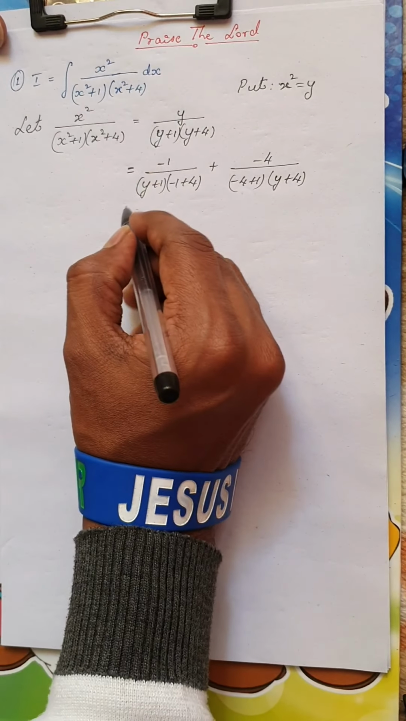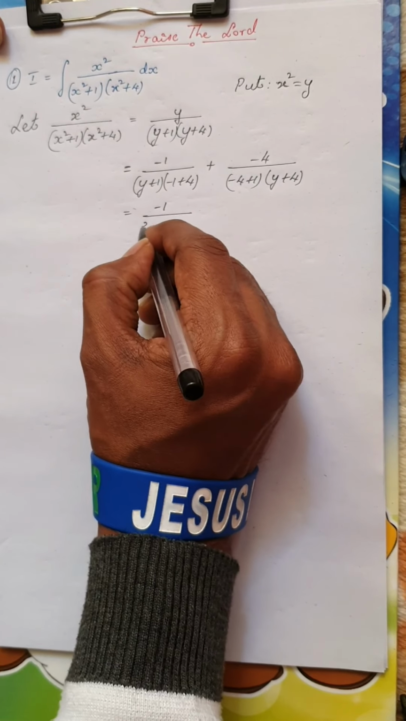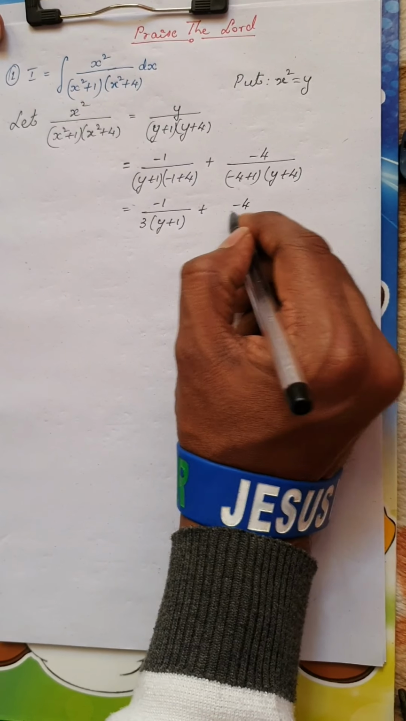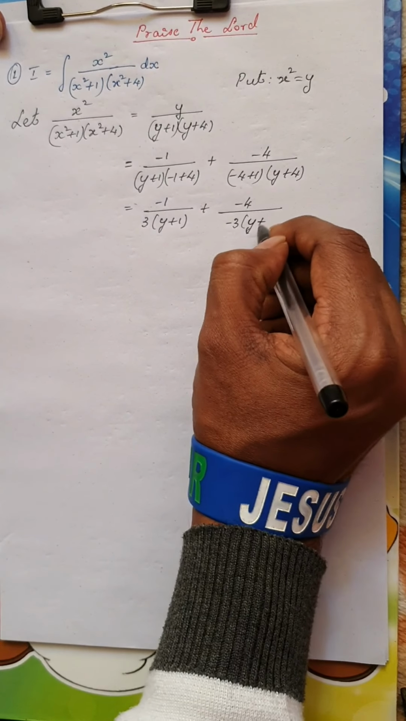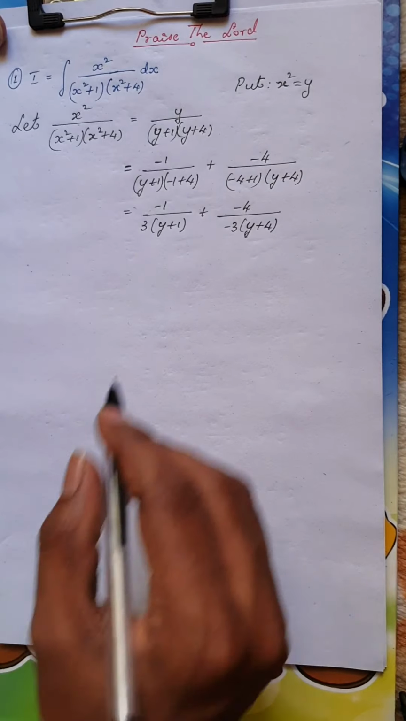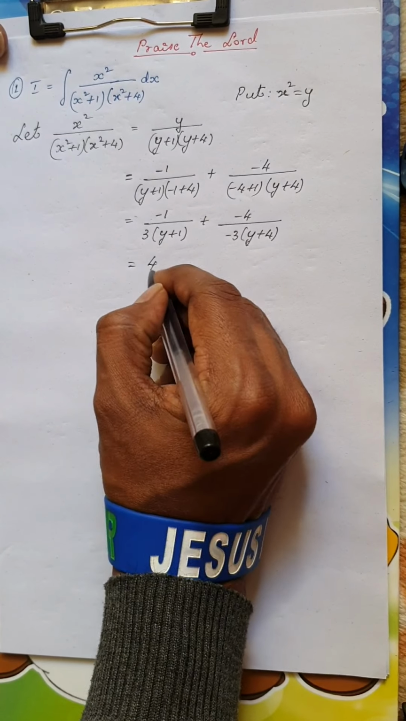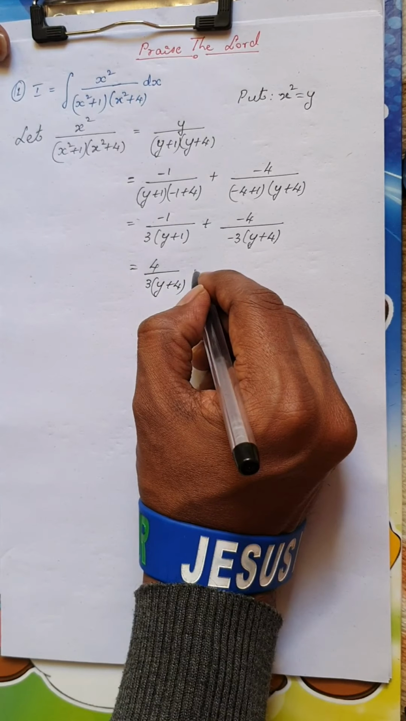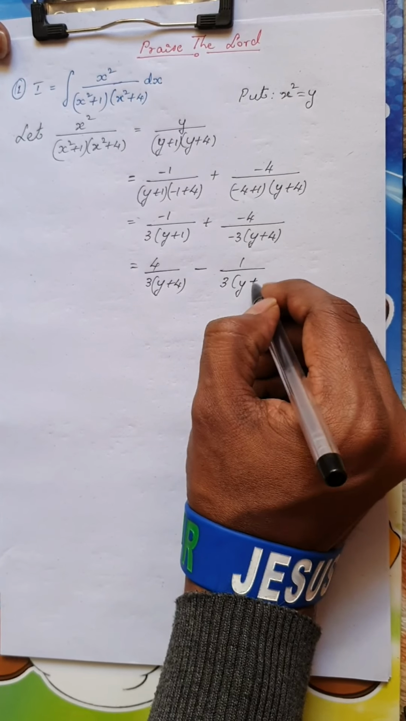Now, look here. This is minus 1 divided by, what is 4 minus 1? It is 3. So, it is minus 1 divided by 3 into y plus 1. Now, remember, it is plus minus 4 divided by, this is minus 4 plus 1, which is actually minus 3, into y plus 4. Is it clear? Now minus and minus get cancelled. I will write 4 divided by 3 into y plus 4, and again this minus I will write now minus 1 divided by 3 into y plus 1.